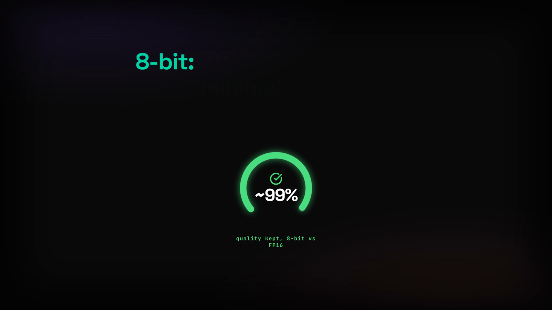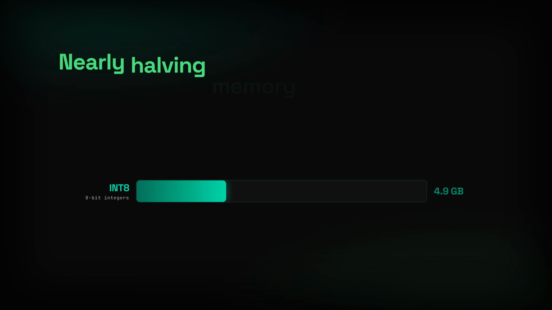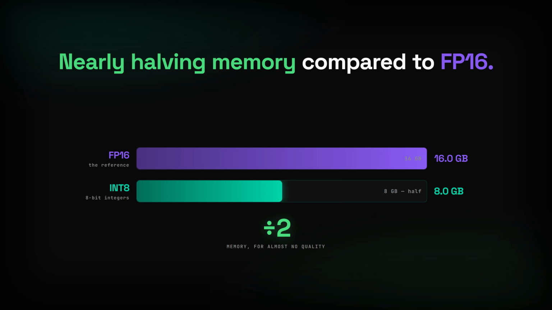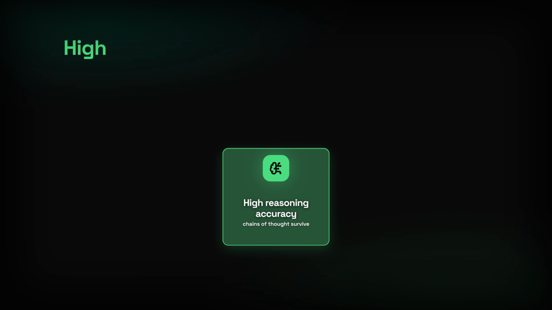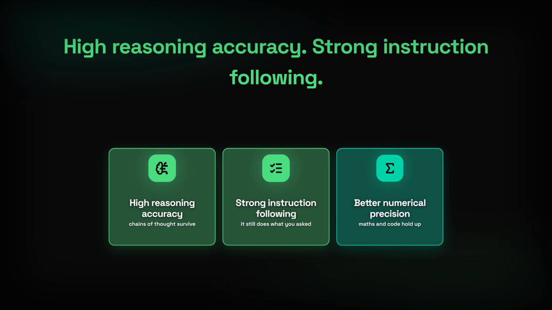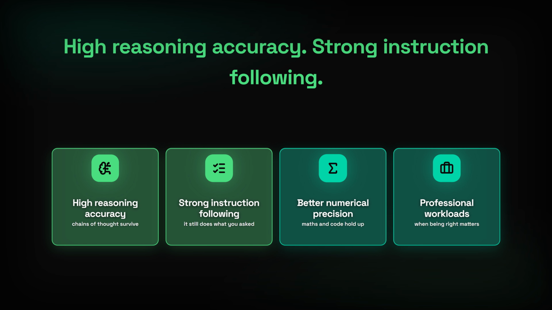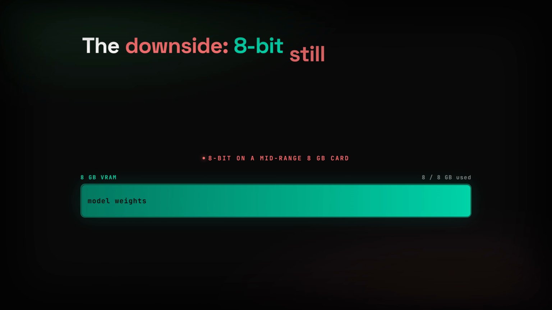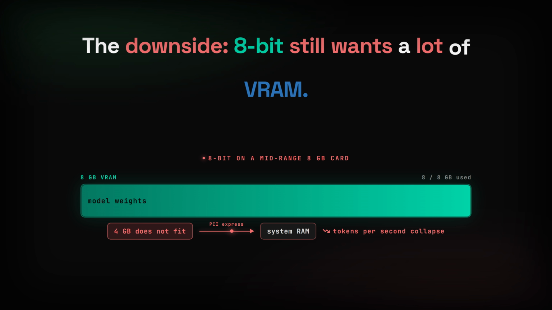8-bit quantization offers minimal quality loss while nearly halving memory usage compared to FP16 models. Advantages include high reasoning accuracy, strong instruction following, better numerical precision, suitable for professional workloads. The downside is that 8-bit models still require relatively large amounts of VRAM.